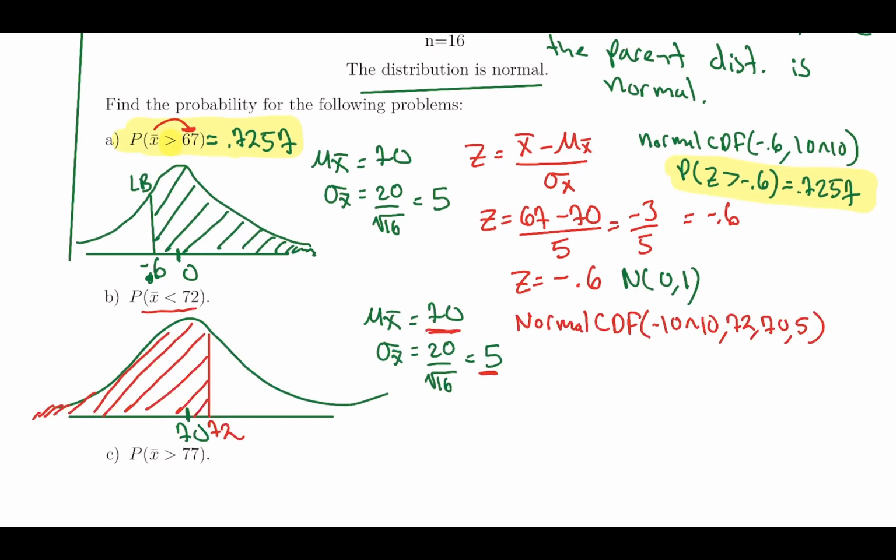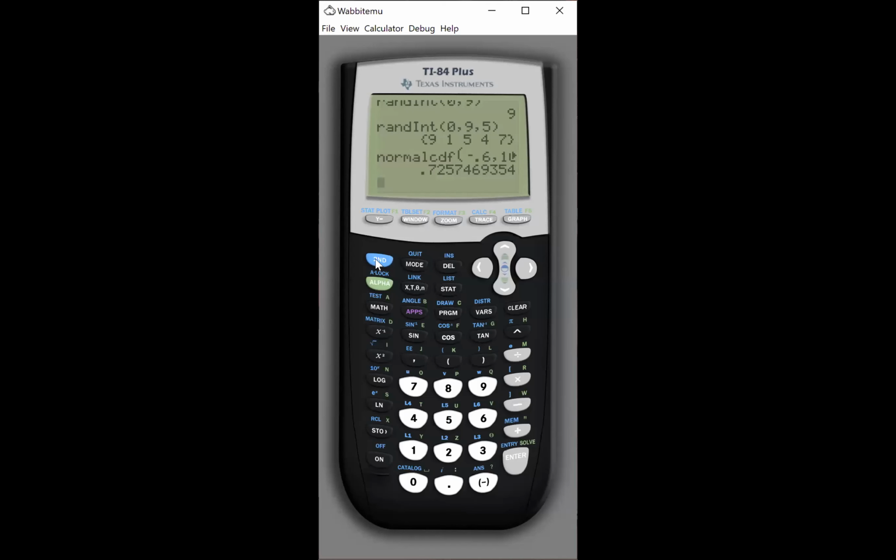So let's do new share. Cool. All right, so we go second, bars. Oh, let me turn it on first. We go second, bars. We do normal CDF. So we go lower bound. Lower bound will be negative 10 to the 10 power. My upper bound will be 72. My mean will be 70. My standard deviation will be 5. You go to paste. Cool.